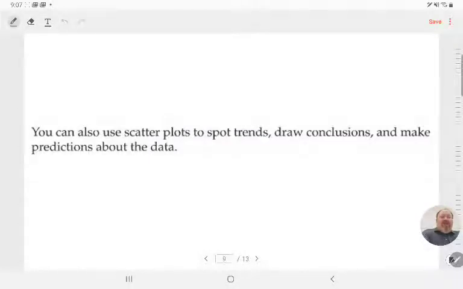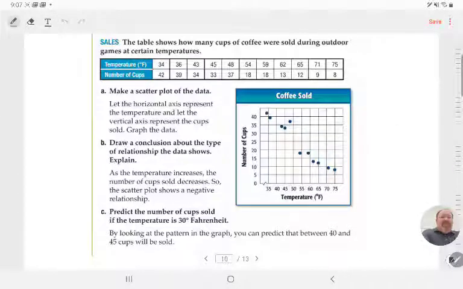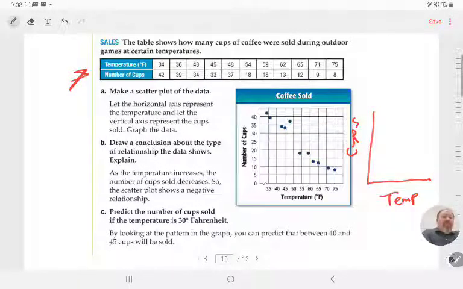Slide 9. You can also use scatter plots to spot trends, draw conclusions, and make predictions about data. So for example, the table shows how many cups of coffee were sold during outdoor games at certain temperatures. So here's my data. I have number of cups of coffee and temperature. First thing I do is make a scatter plot. I would put temperature at the bottom, and I would put cups on the left side, or the Y.